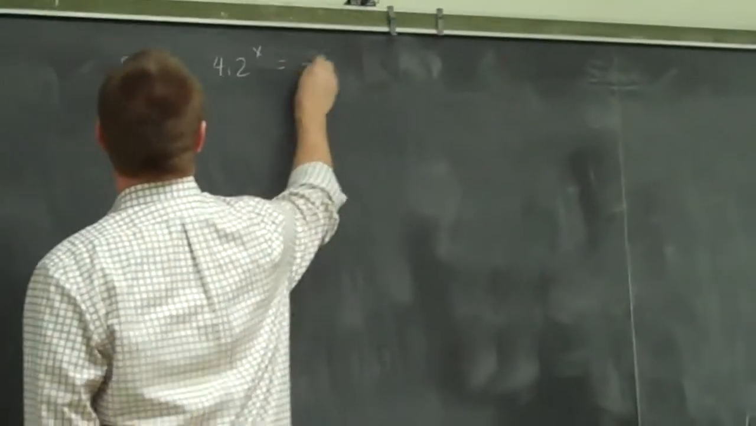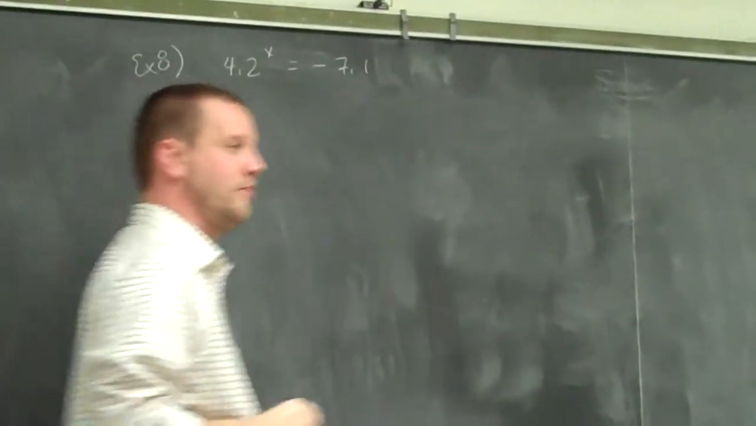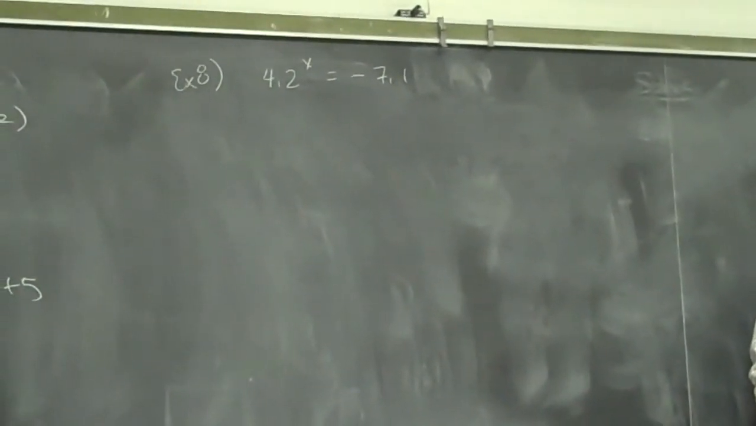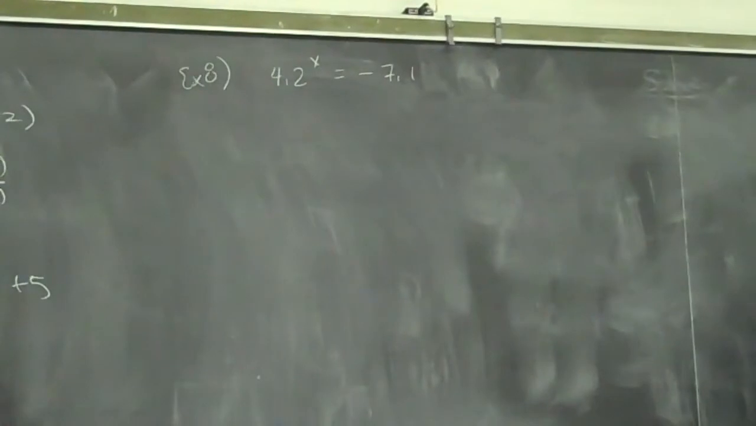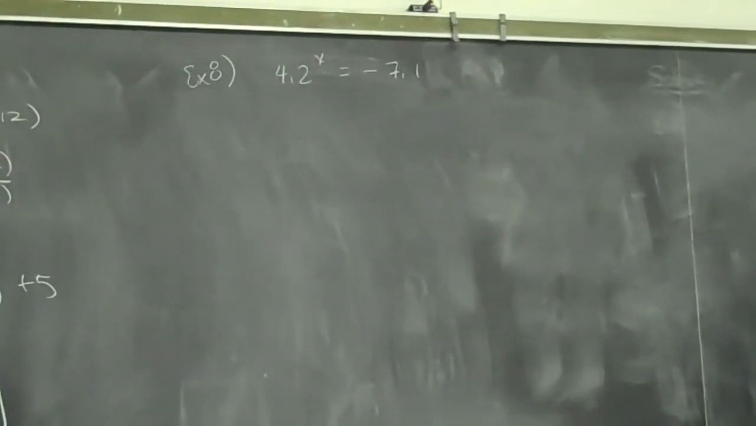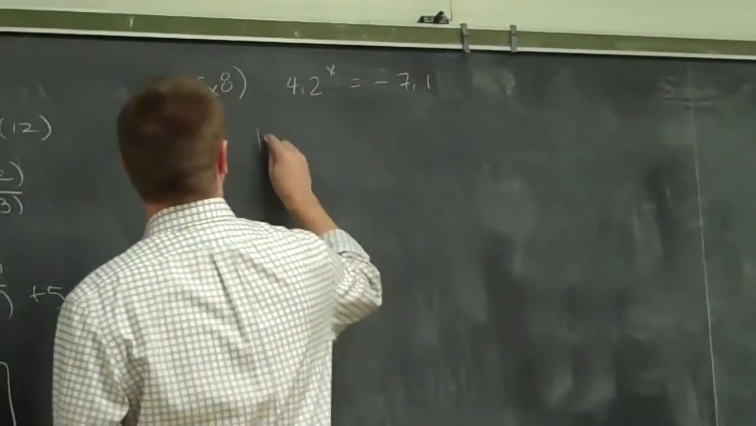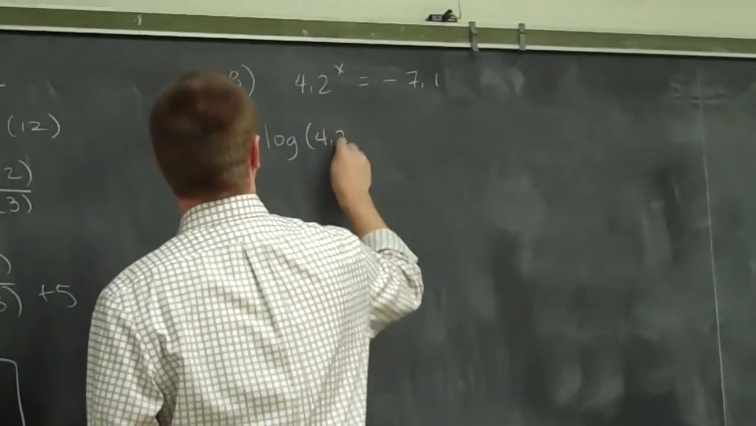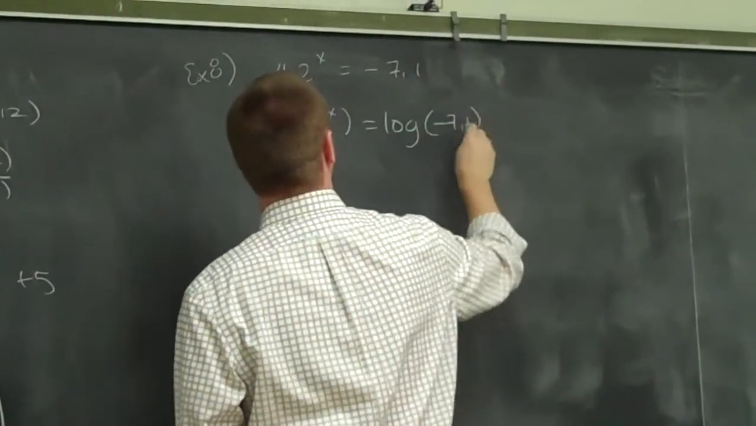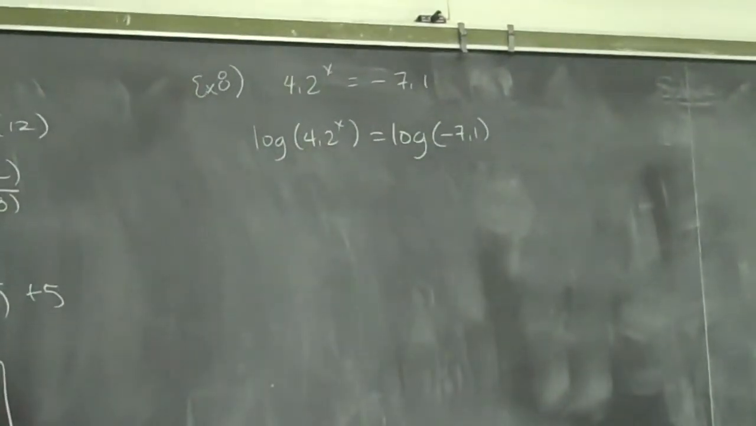4.2 to the x equals a negative 7.1. I'm open to suggestions and recommendations. Take the log of both sides. And you want to do common log? Okay. So if I do the log of 4.2 to the x equals the log of 7.1. Okay, now what? Can't have log of the negative.